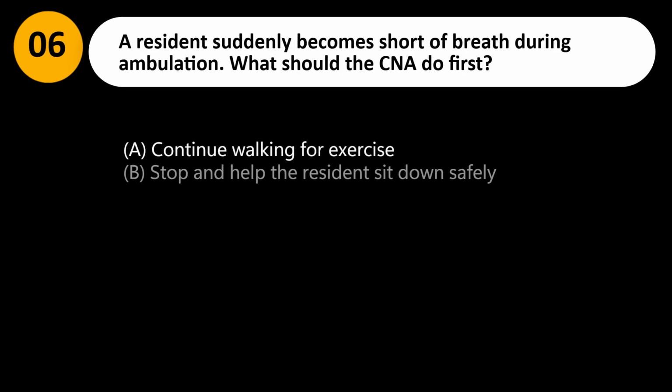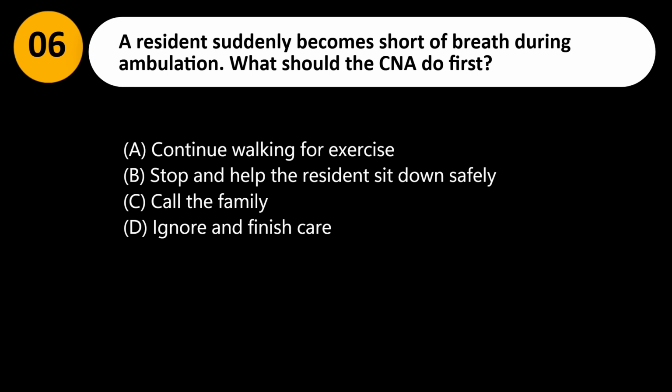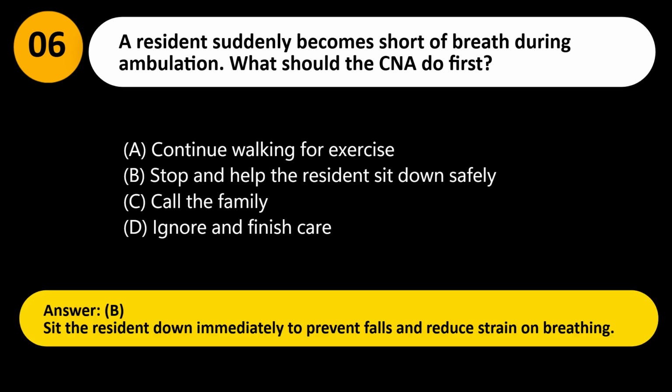A resident suddenly becomes short of breath during ambulation. What should the CNA do first? A. Continue walking for exercise. B. Stop and help the resident sit down safely. C. Call the family. D. Ignore and finish care. Answer: B. Sit the resident down immediately to prevent falls and reduce strain on breathing.